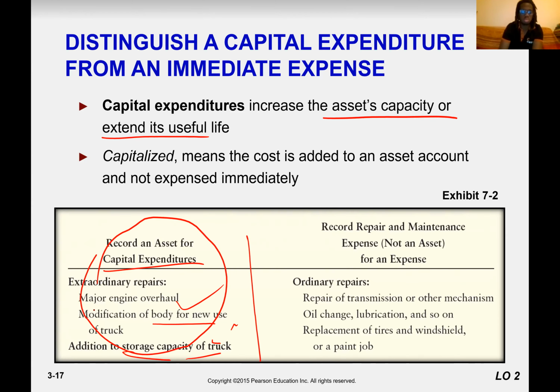But what do we mean by ordinary expenses? For example, repair or maintenance, oil change, lubrication, right? Replacement of tires, windshield, or a paint job. So these are just ordinary expenses, right? So replacement of tires. If your trucks are like here, because this is a cargo service.